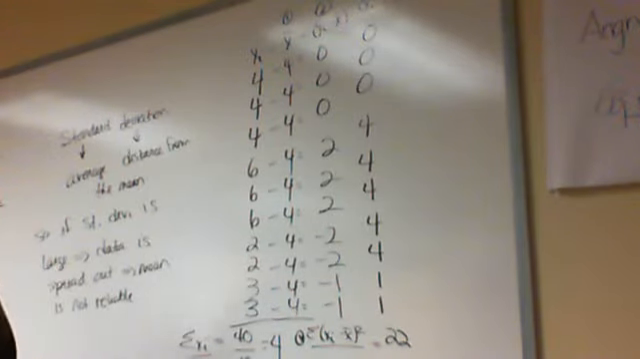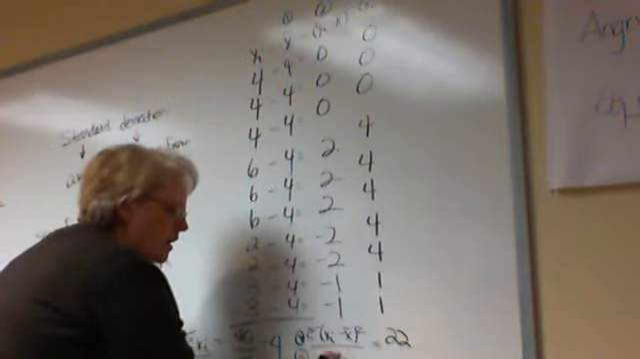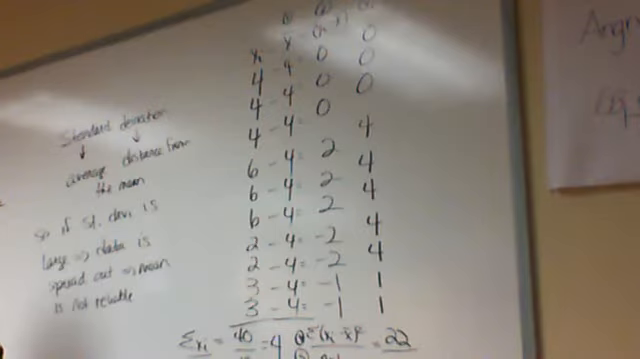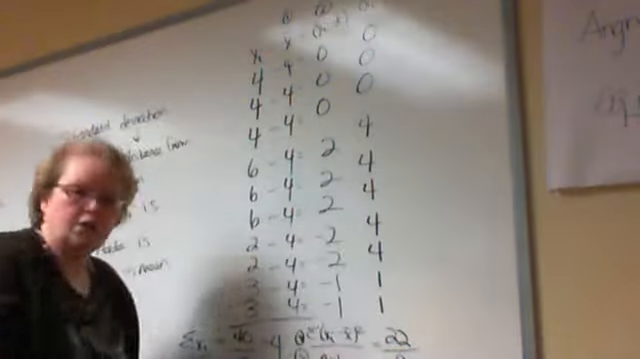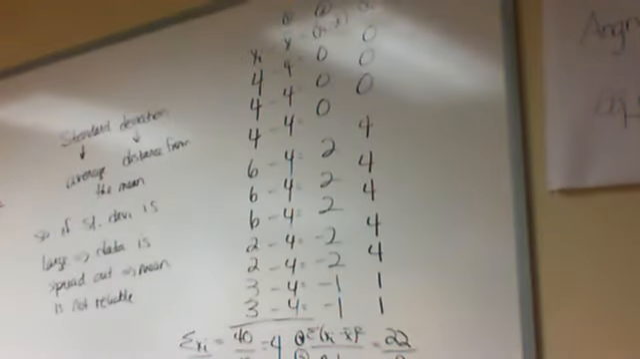Okay, what do I do now? What's step 5? Divide by n minus 1. What's n in this case? 10. So n minus 1 is 9. So now I need to divide 22 by 9. Oh, I can't do that in my head. Let's see. 22 divided by 9 is 2.4.